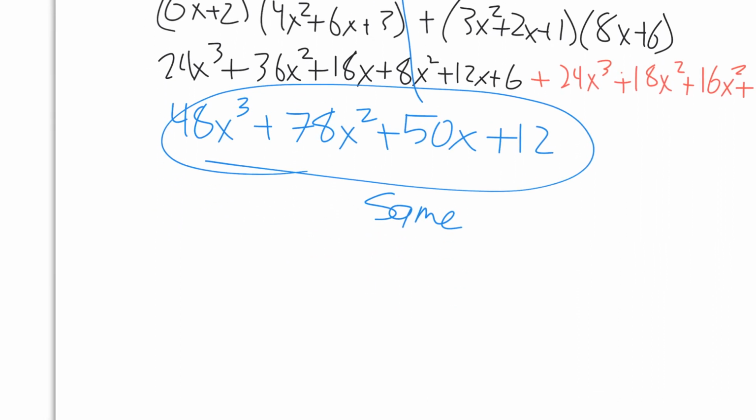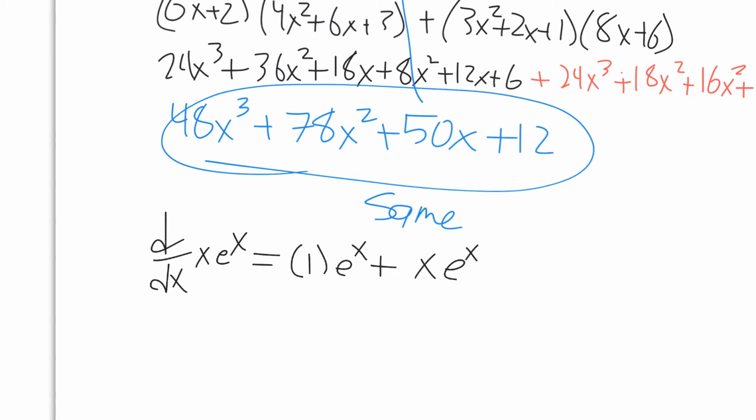So let's see if it works on our x e to the x. So the derivative of x e to the x. The derivative of the first part would be 1, and then we leave the second part alone. Then we leave the first part alone, we do the derivative of the second part. The derivative of e to the x is just e to the x. And so we get e to the x plus x e to the x, which is identical to what we found using all of our hard work with the limits.